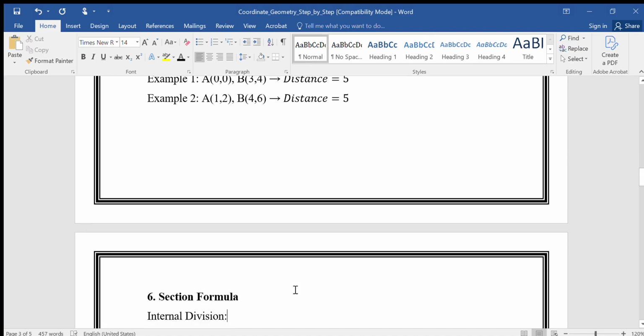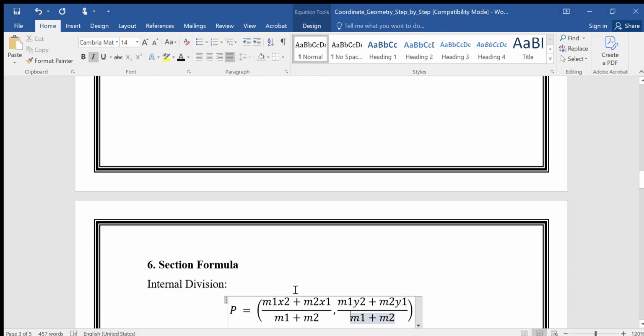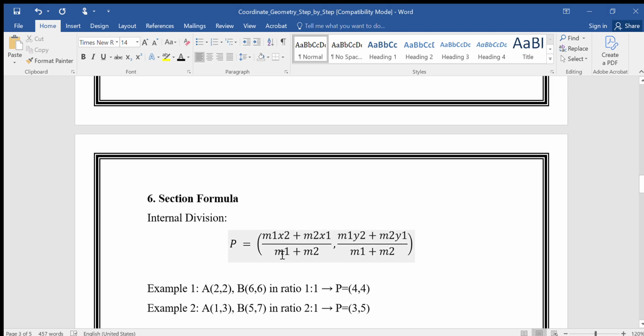What is the section formula? Section formula, internal division: (m1 x2 plus m2 x1) divided by (m1 plus m2), and (m1 y2 plus m2 y1) divided by (m1 plus m2). Point A (2, 2), B (6, 6) in ratio 1:1, the point is equal to (4, 4). Point A x1 1, y1 3, x2 5, y2 7 in ratio 2:1, the point is equal to (3, 5).